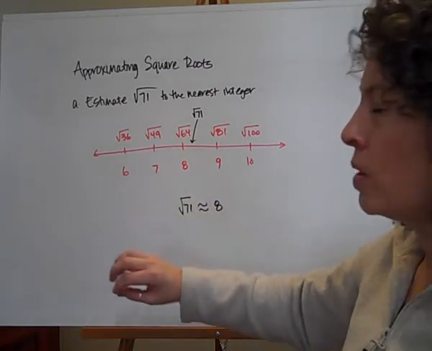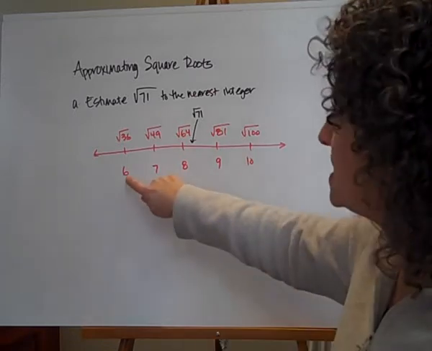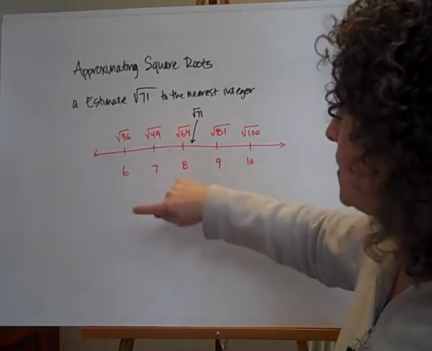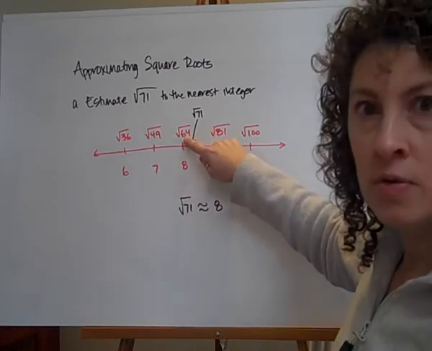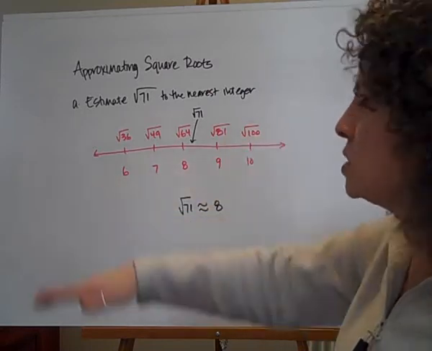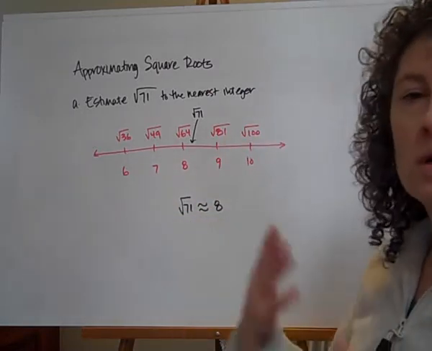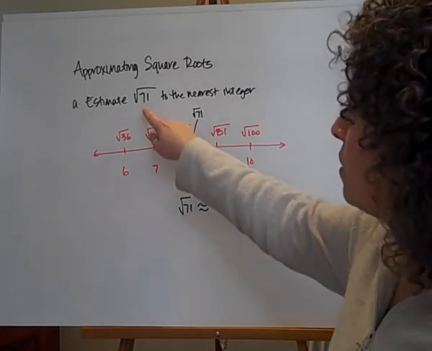So I'm going to think about the square roots that I do know. I'm going to think about the perfect squares. So 6 is the square root of 36. 7 is the square root of 49. 8 is the square root of 64. 9 is the square root of 81. And 10 is the square root of 100. So these are ones that I know. They're perfect squares. They're easy to figure out. They're ones I use all the time.